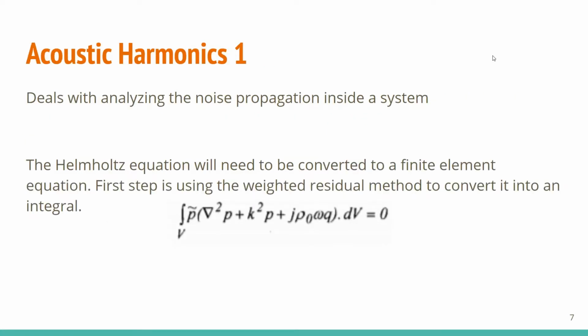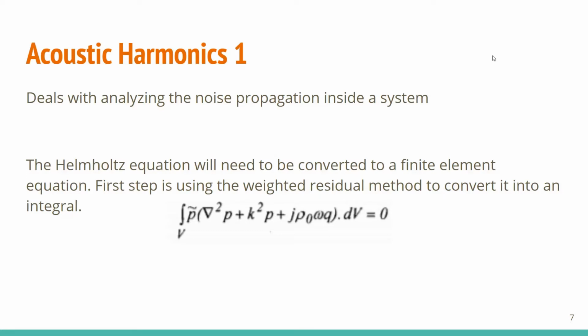So acoustic harmonics deals with analysis of noise propagation inside a system. So this is the sound change from the entry to the exit of the exhaust pipe. This is power loss or transmission loss through the system. And this is mostly dealing with just the fluid medium itself.